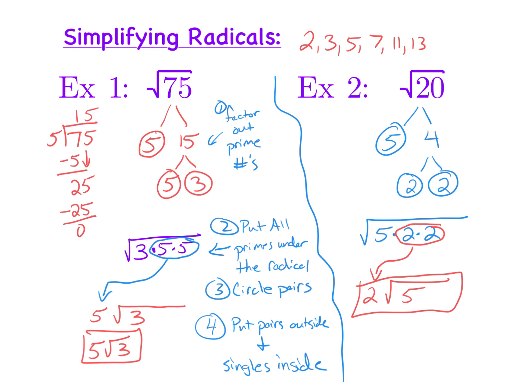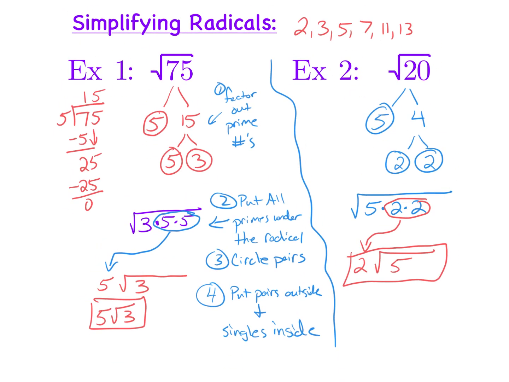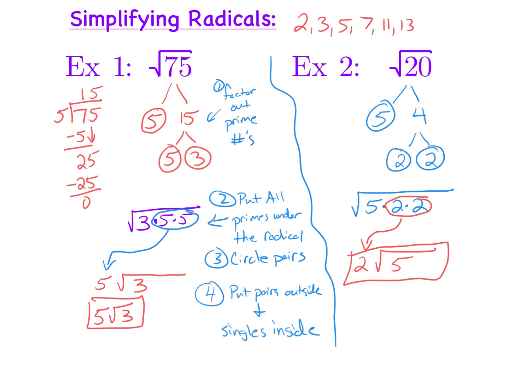If you had nothing but pairs, they would have all just gone outside and there would be nothing in the box. Okay? So then do you have to put that thing, or you can put whatever the number is? If nothing goes back in the radical, don't put the radical. Just drop it. Okay? That means it's a perfect square. So some of them are large perfect squares. Last step is to simplify.